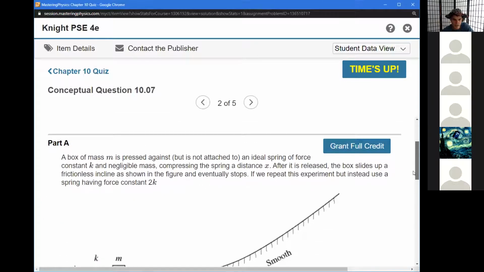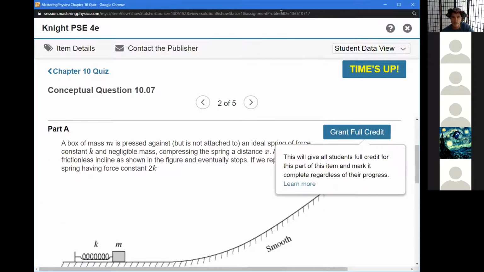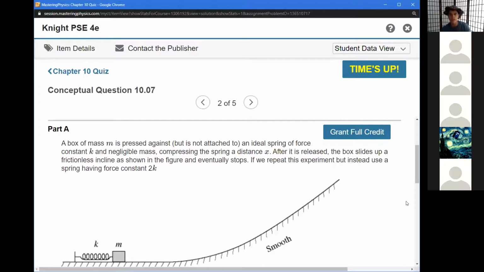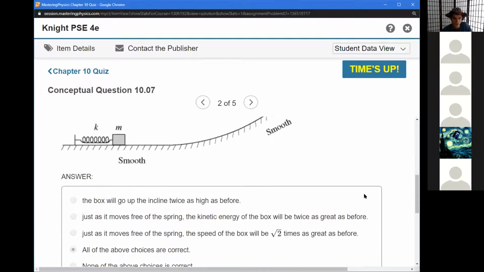A box of mass M is pressed against but not attached to an ideal spring of force constant K, of negligible mass, compressing it a distance X. After the box is released, the box slides up a frictionless incline as shown and eventually stops. If we repeat this experiment but use a spring having force constant 2K, we want to know which of these is correct.